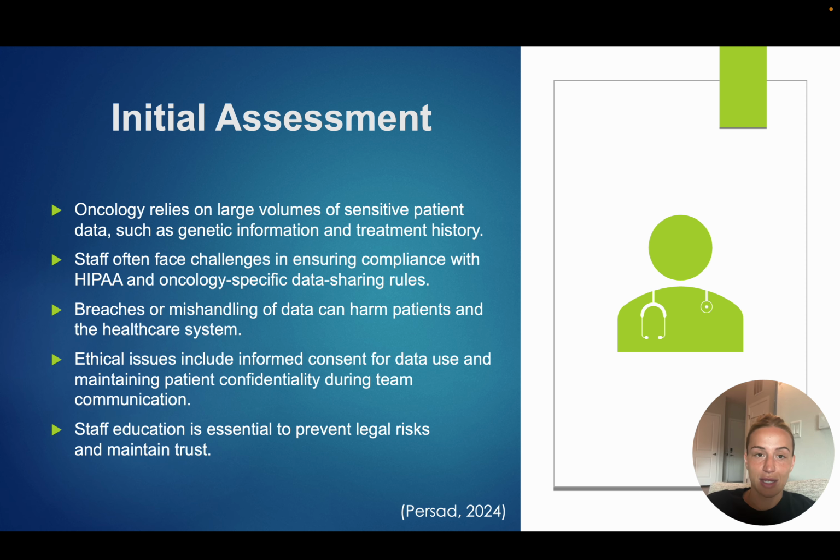First, we will discuss the initial assessment. Oncology informatics involves managing sensitive data, including patient records and genetic testing information. Failure to follow privacy regulations or mishandling data can lead to serious consequences, including legal action and loss of a patient's trust. Staff needs to be properly trained to identify ethical challenges, like when to share information and how to handle consent for using patient data. This education plan focuses on reducing these risks through improved awareness and compliance with staff.